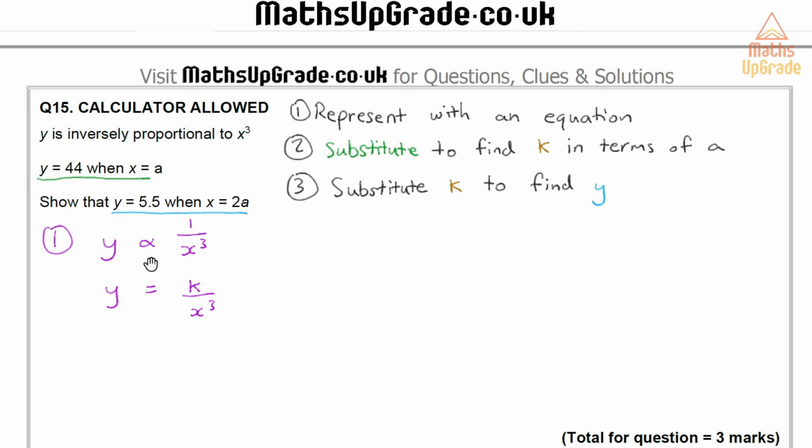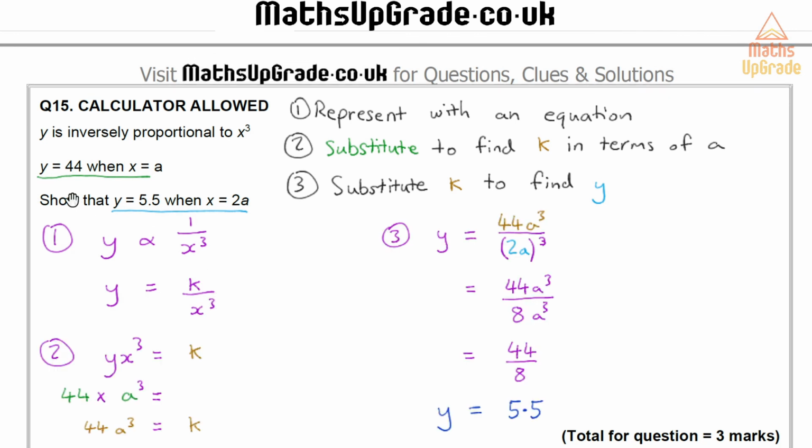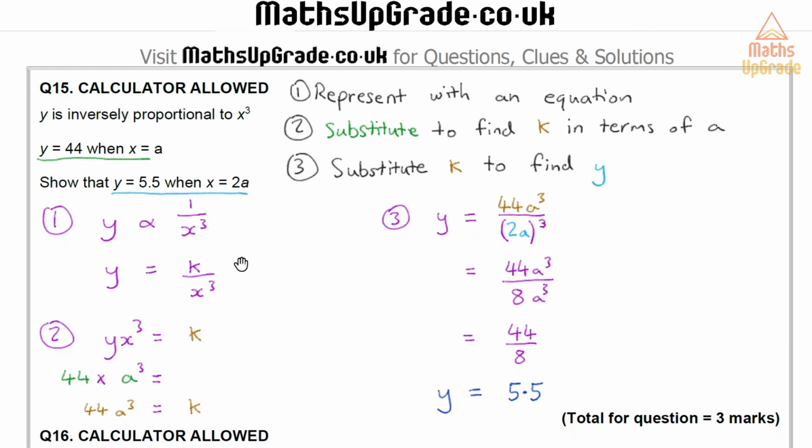So here's step 1. Y is proportional to the inverse of x cubed. So y equals the constant divided by x cubed. So then substitute y is 44 and x equals a. I get 44 times a cubed as constant.